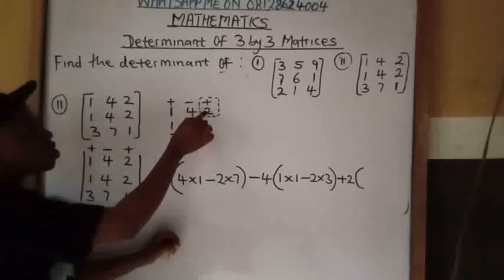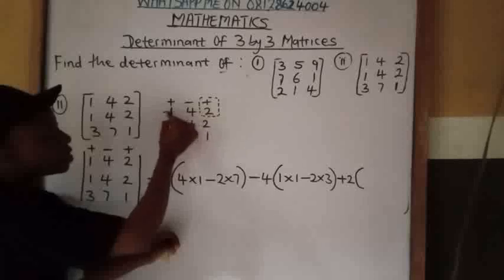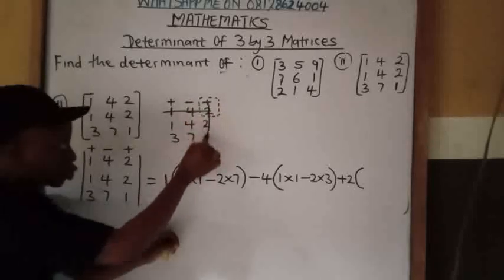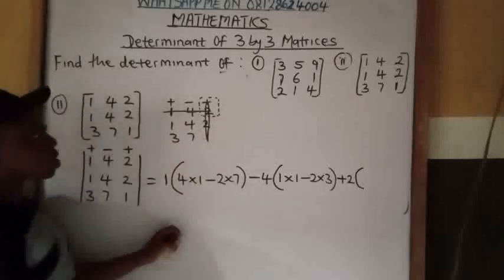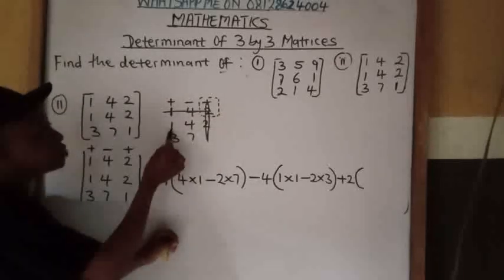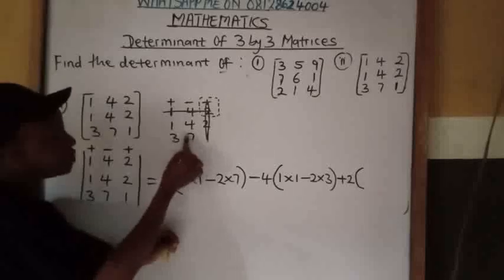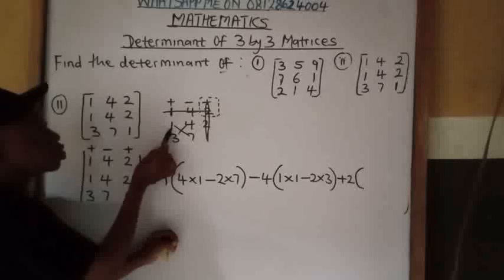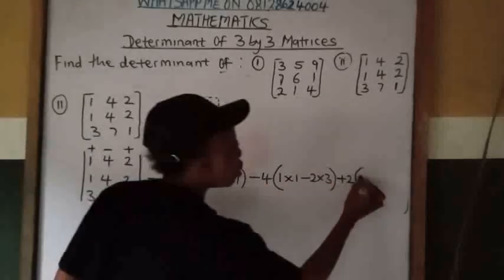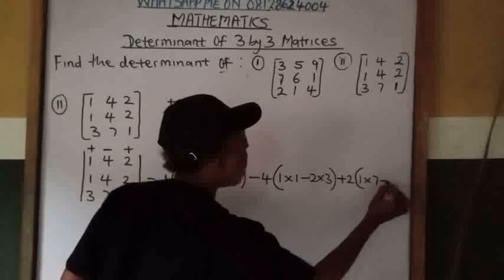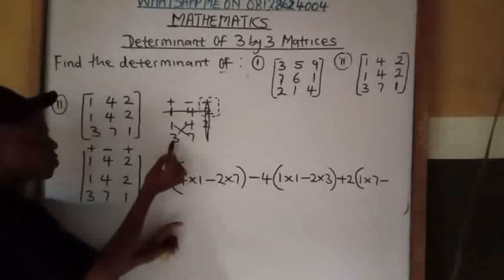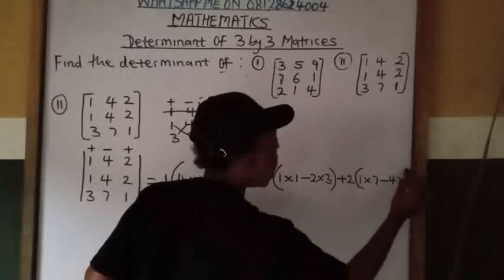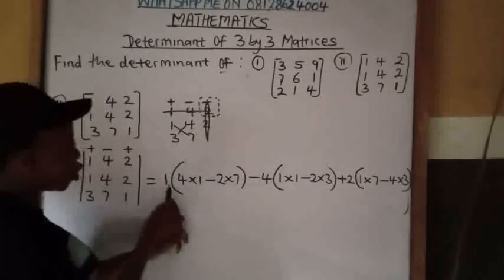So you rule out what? The row where this 2 appears, then rule out the column where this 2 appears. The 2 appears on this column, so you rule the column and the row out. We'll be left with 1, 4, 3, 7. Then you cross multiply, so you are going to have 1 times 7, minus 4 times 3.